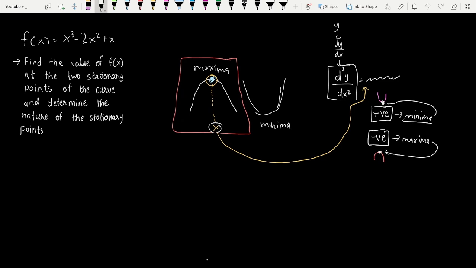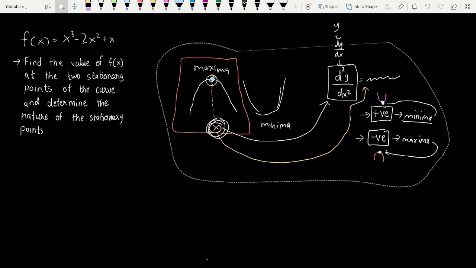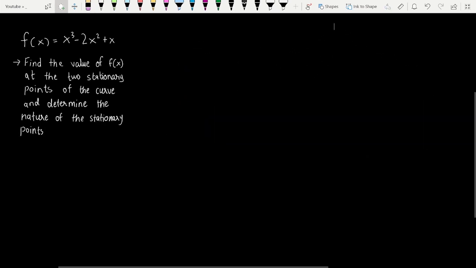So again, let me just clear out what we're doing over here. You find the x coordinate of your stationary point, and then you plug that x coordinate into the double derivative equation. If the answer is positive, it tells you that you have a minimum point. If it's negative, it tells you that you have a maximum point. Now let's practice an example over here and see how this is done.